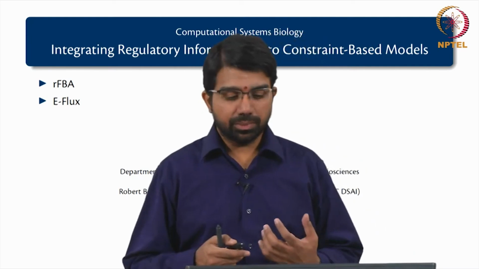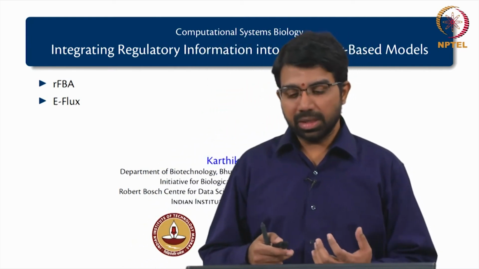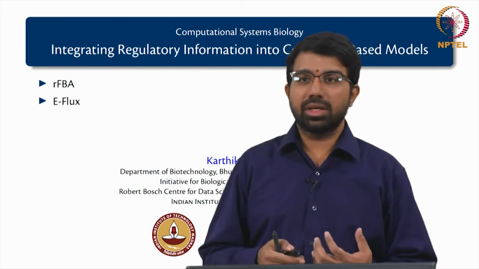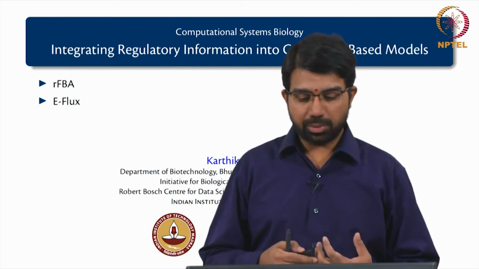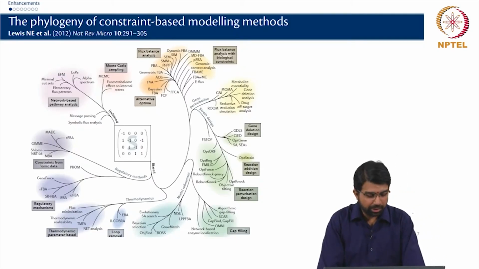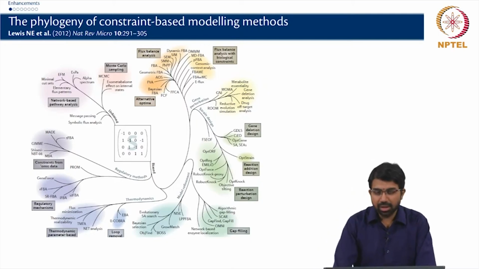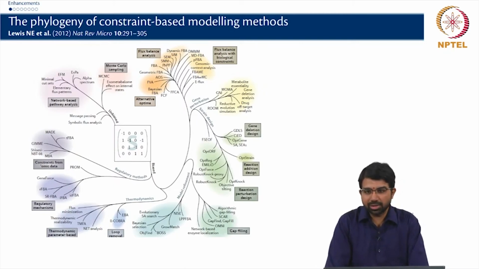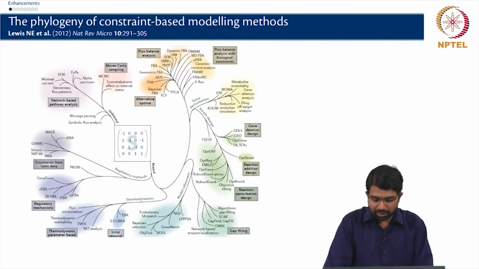So, let us see how this kind of expression information can be integrated, or regulatory logic can be integrated, into genome scale models of metabolism. This is a very nice picture from one of the reviews from Palsson's group. It might be familiar to some of you, the nature of the diagram, which is essentially a phylogenetic tree kind of thing like a tree of life, but instead of organisms all the nodes here in the tree are methodologies, right. So, there are so many different flux based methodologies that have been developed in the last 10-15 years.